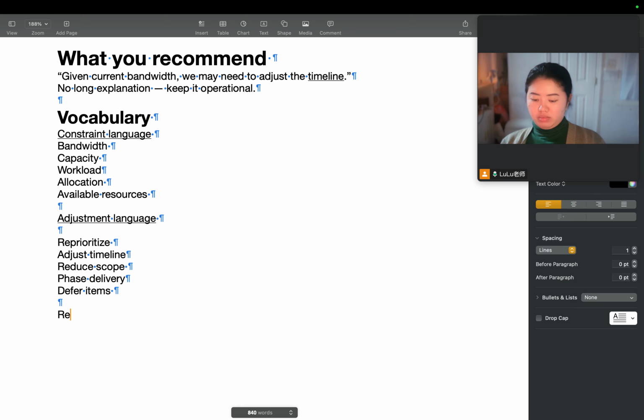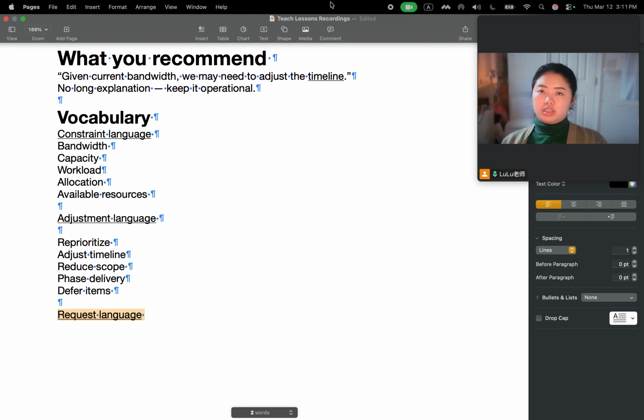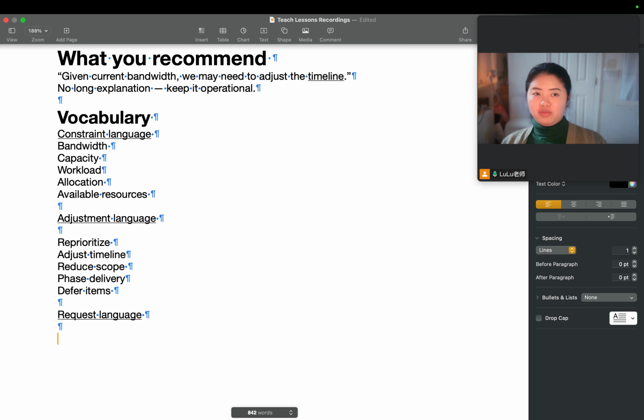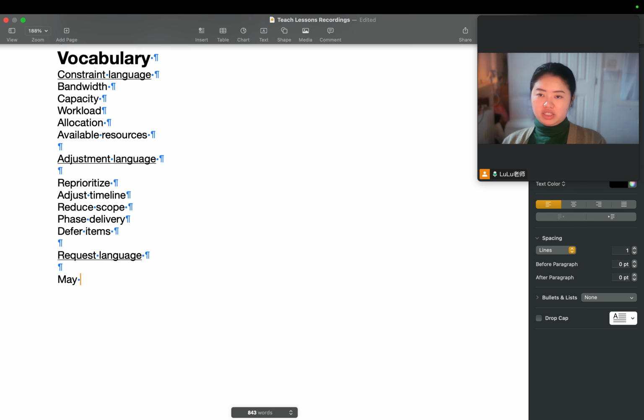Now let's do some request language. I want to share a phrase that I think is super helpful when it comes to business English, is saying may need to. When you say may, it is not only more professional but more courteous. So definitely in line with business language. May need to. What else? What else when you want to make a request? What other verbs may you use? Think about it. I'll give you some time. I'll drink my tea.